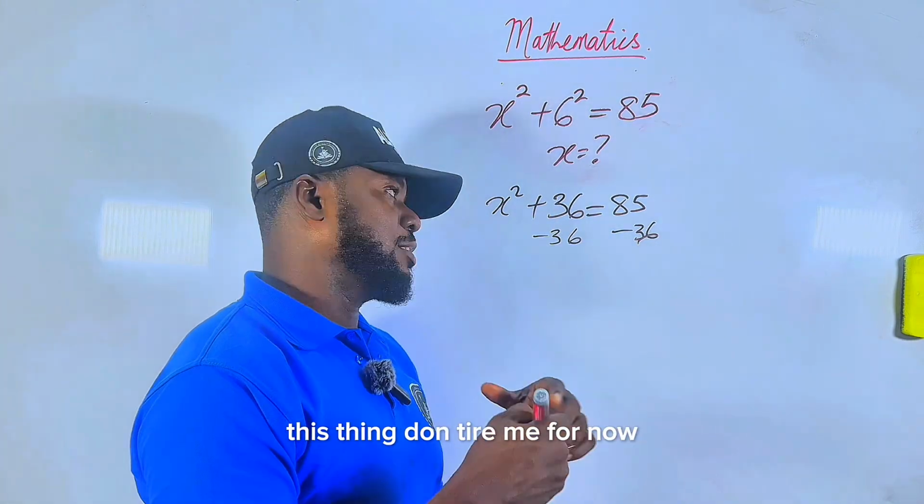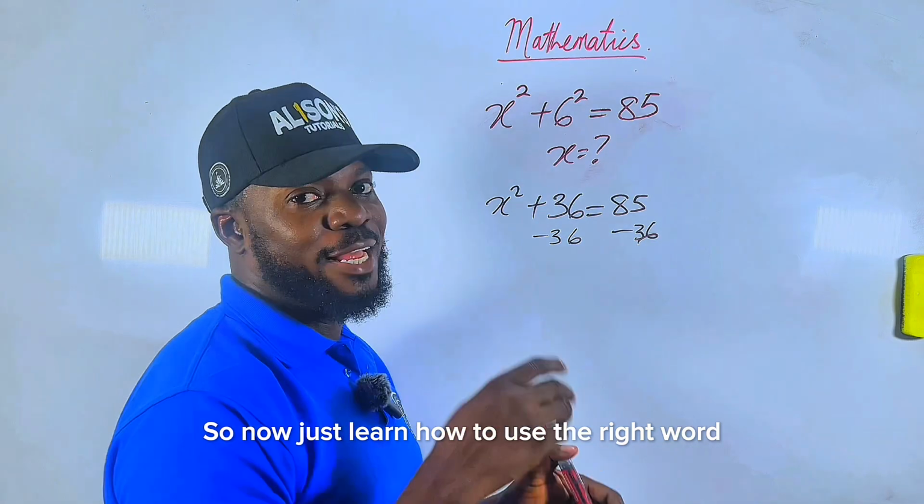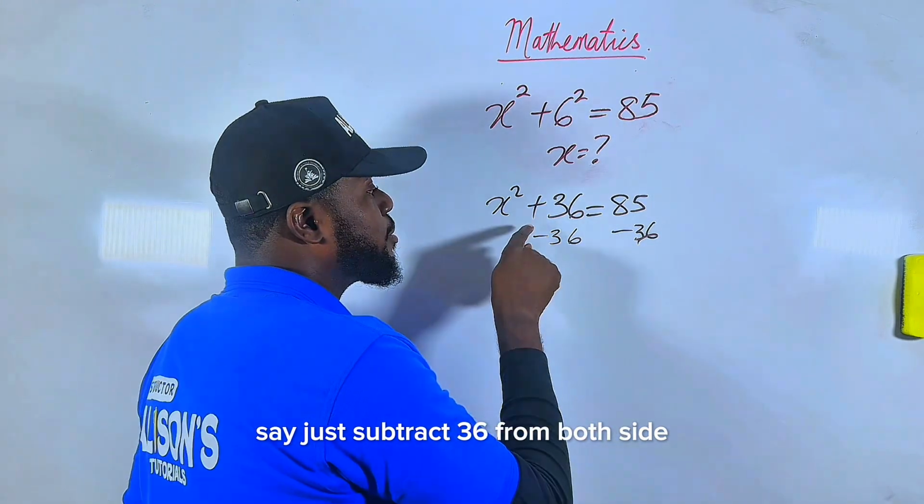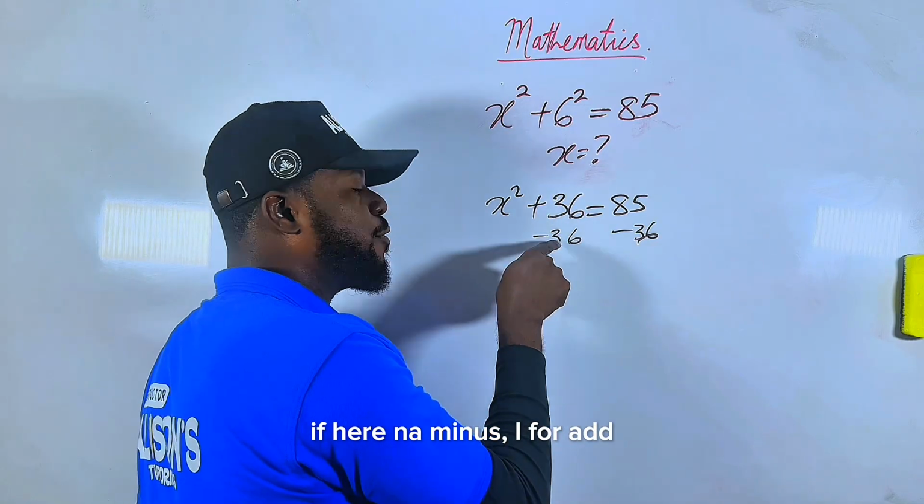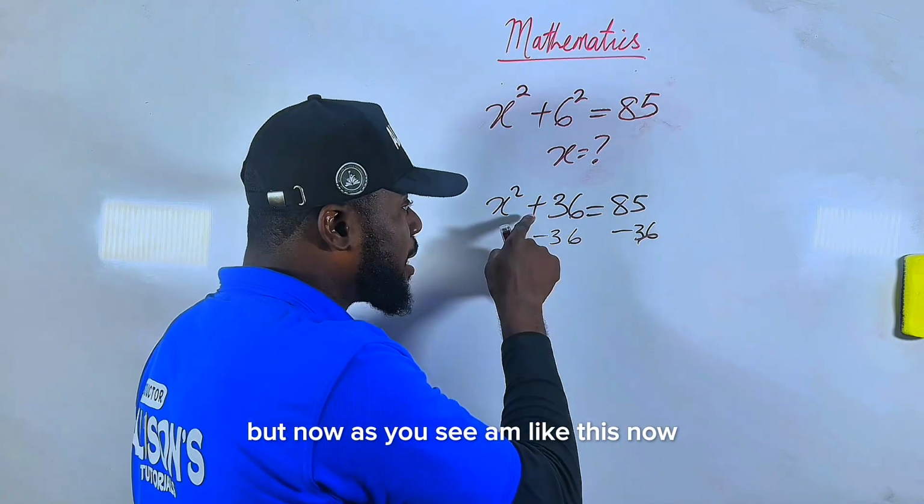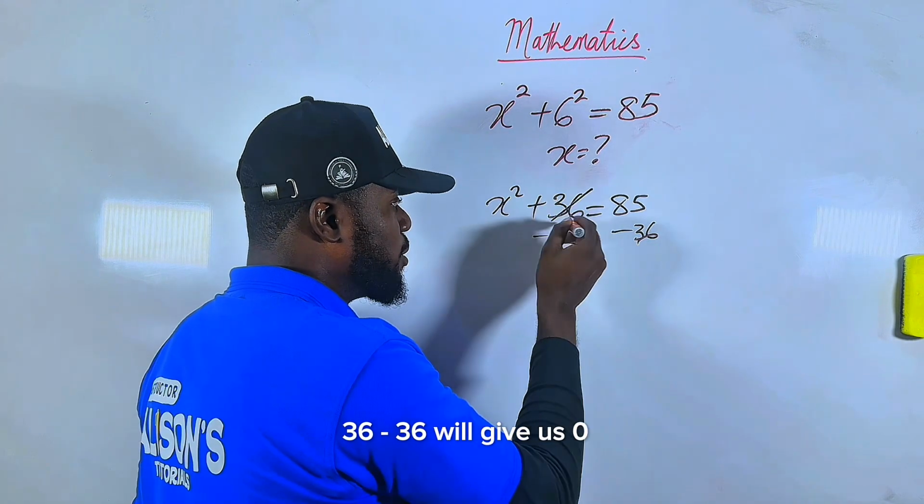How did they take cross? This thing don't tire me for now. So now just learn how to use the right word. Say just subtract 36 from both sides. Why would they subtract? Now because now plus there. If you're a minus, I for add. But now as you see I'm like this now, 36 minus 36 will give us 0.